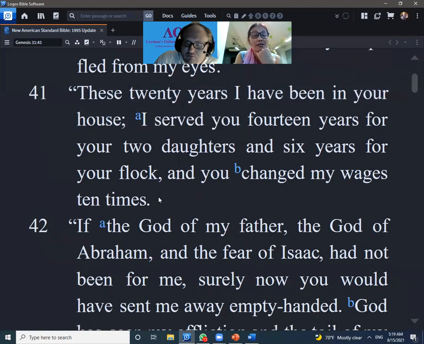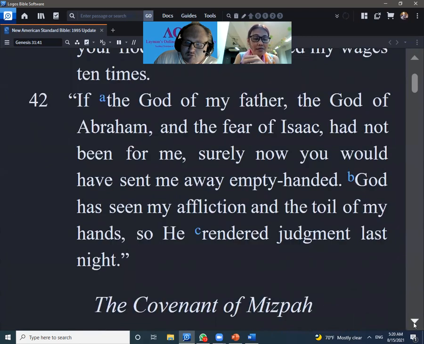Let's do digging. These 20 years I have been in your house, I served you 14 years for your two daughters, and 6 years for your flock, and you changed my wages 10 times. If the God of my father, the God of Abraham, and the fear of Isaac had not been for me, surely now you would have sent me away empty-handed. God has seen my affliction and the toil of my hands, so he rendered judgment last night.